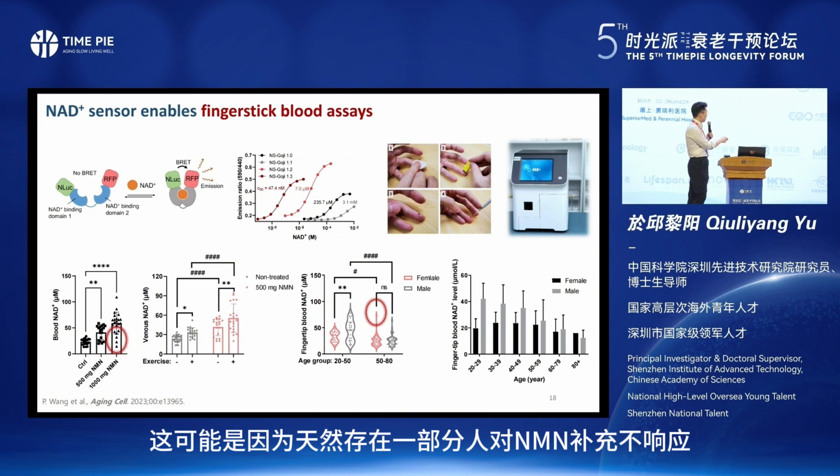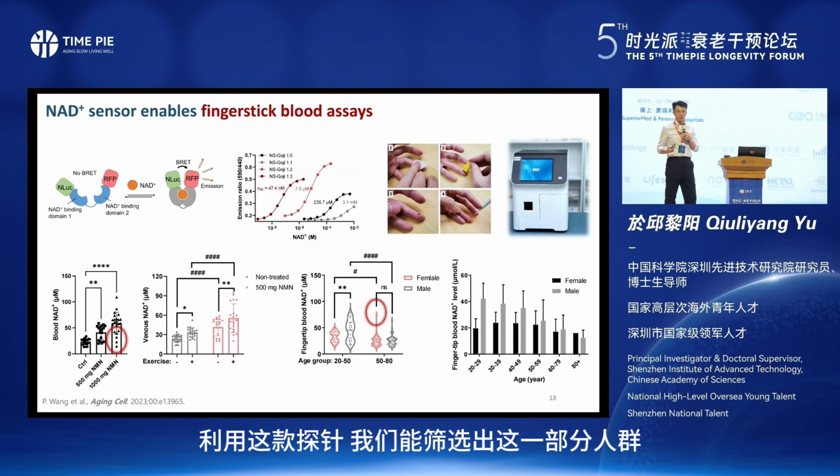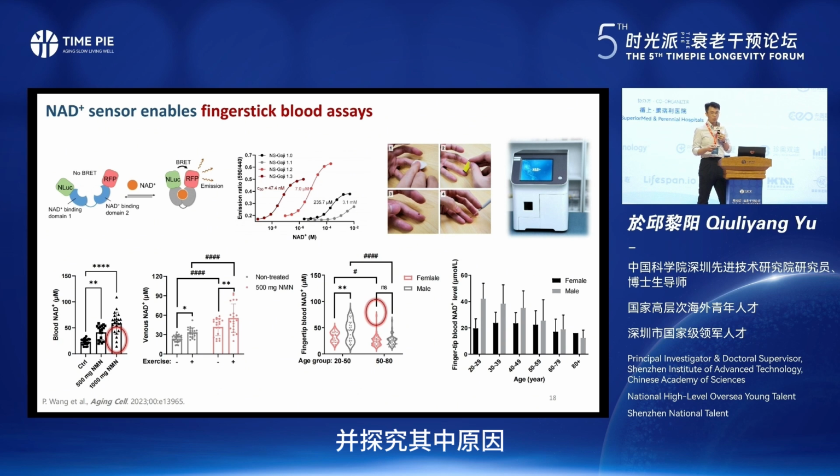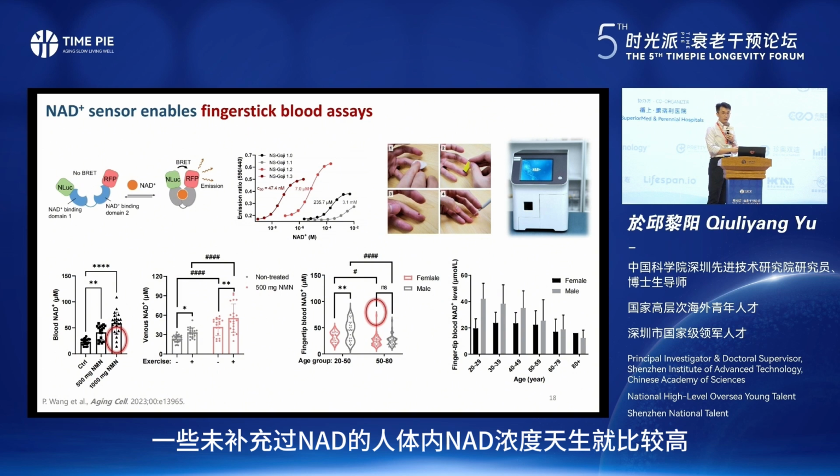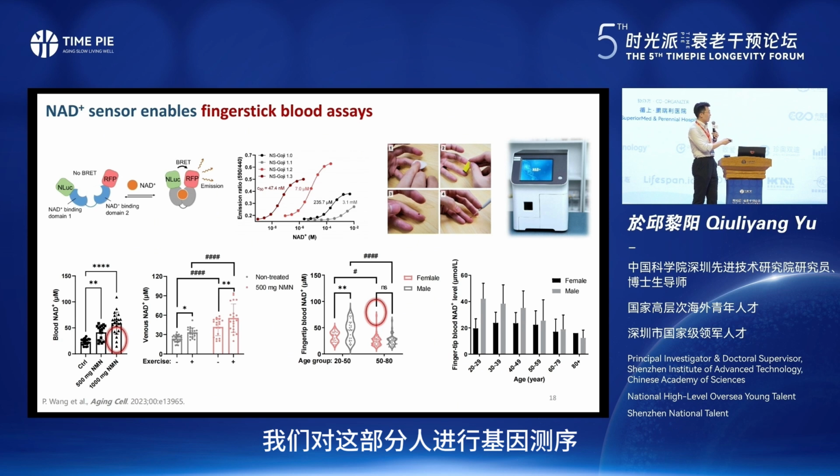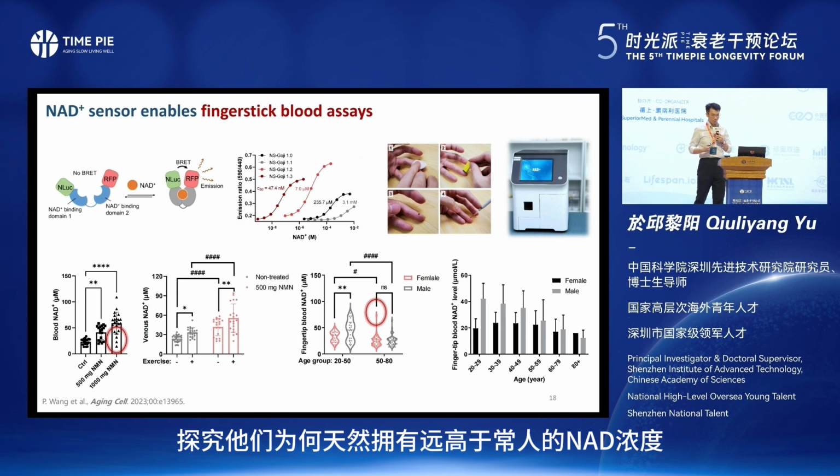We think this might be due to a natural non-response existing in people, and using this sensor, we can screen out this group of the population and then try to understand why. We also surprisingly found that some supplement-naive people have naturally high NAD concentrations. We are performing genetic sequencing on these people to see why they have such surprisingly high NAD concentrations just from a natural way of living.